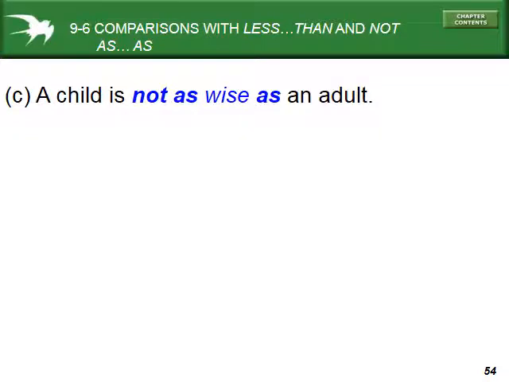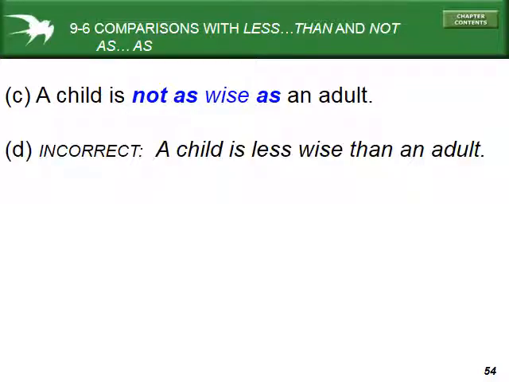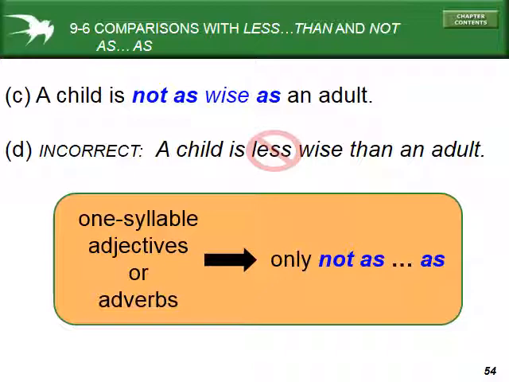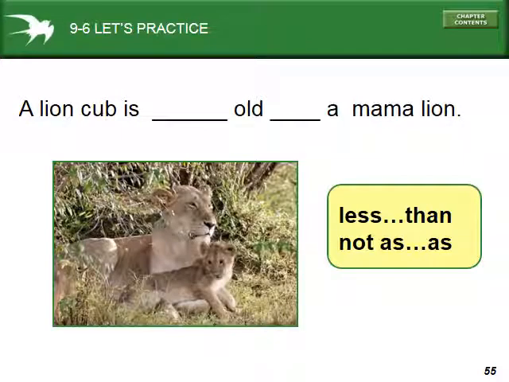Here we say a child is not as wise as an adult, but it is incorrect to say a child is less wise than an adult. Okay? Here's the reason why. With one-syllable adjectives or adverbs, we can't use not as. So, for example, wise is just one syllable, so we can't use not as. We have to use less. For two-syllable words, we can use either form.